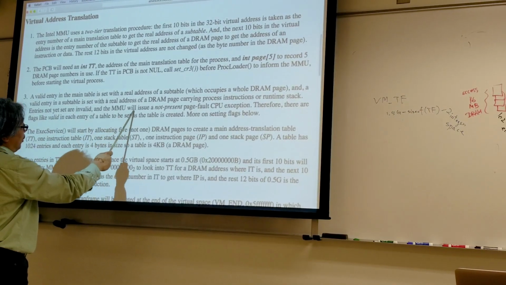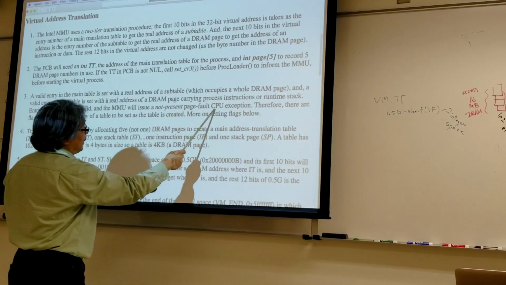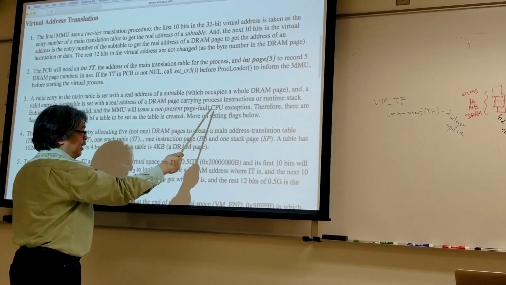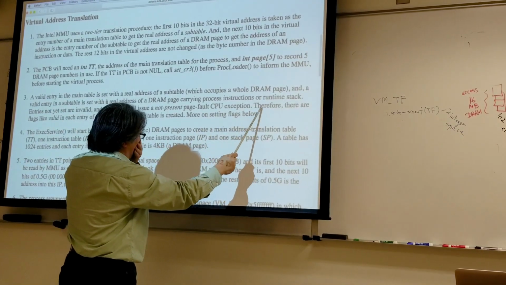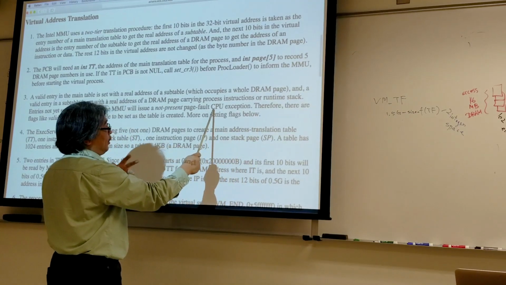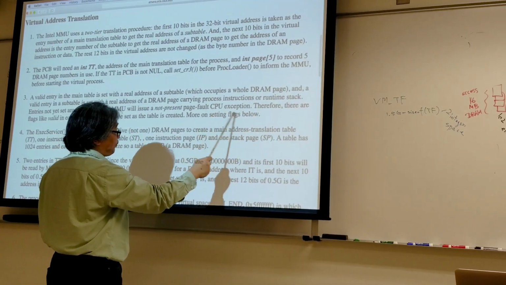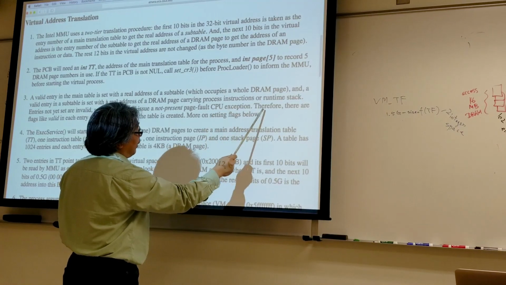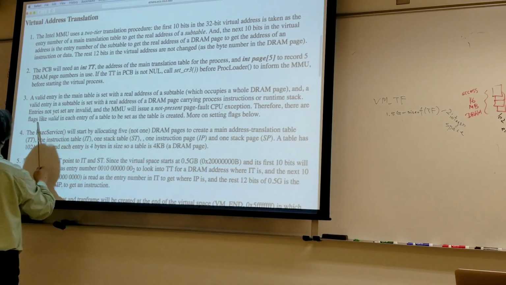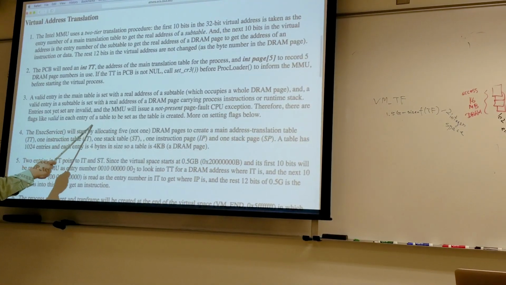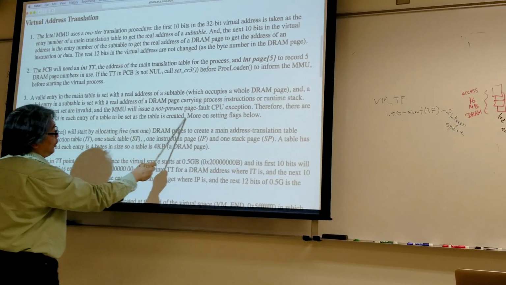And the MMU will issue a not-present page fault CPU exception. But we don't do this in this case. Only when the code changes to trigger the page fault will this happen. Therefore, there are flags like valid in each entry of the table to set as the table is created.